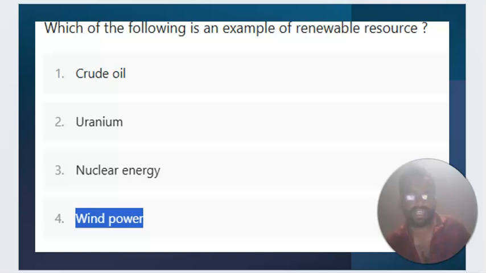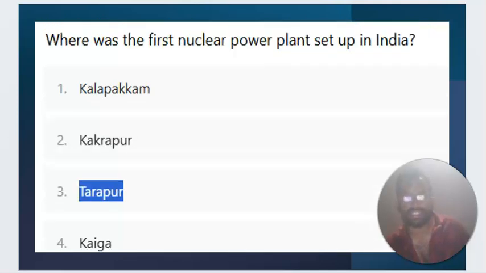Now coming to the next one, the 8th slide. Which of the following is an example of a renewable resource? Crude oil, uranium, nuclear energy, wind power. Wind power is considered a renewable resource. So the right answer is the 4th one, wind energy. Now moving on to the 9th slide: where was the first nuclear power plant set up in India? The answer is Tarapur. So Tarapur is the right answer in this bit.